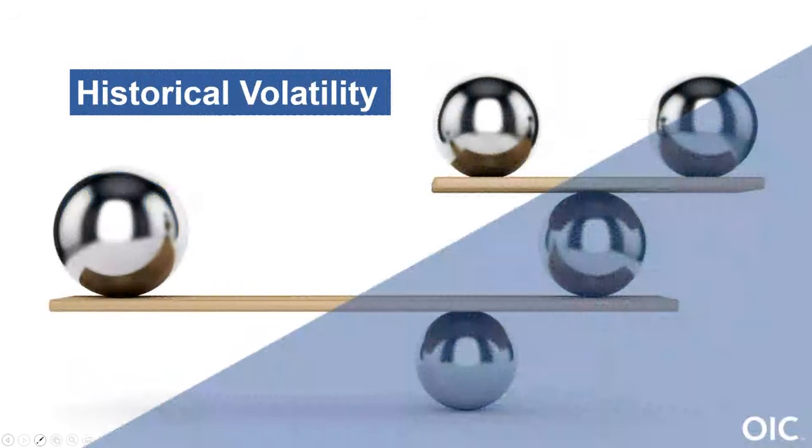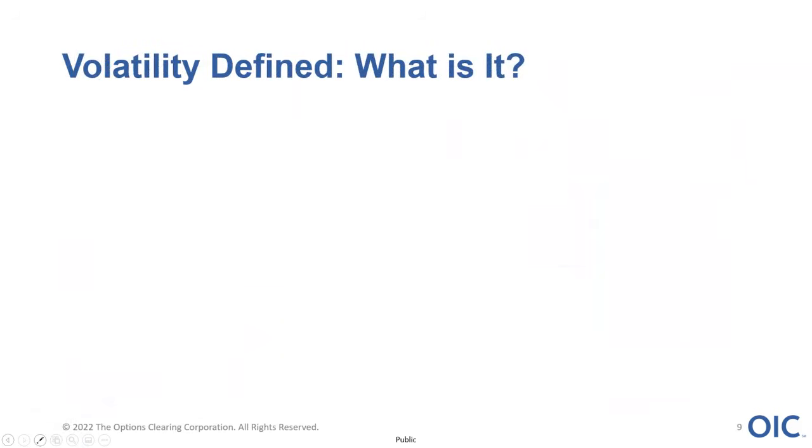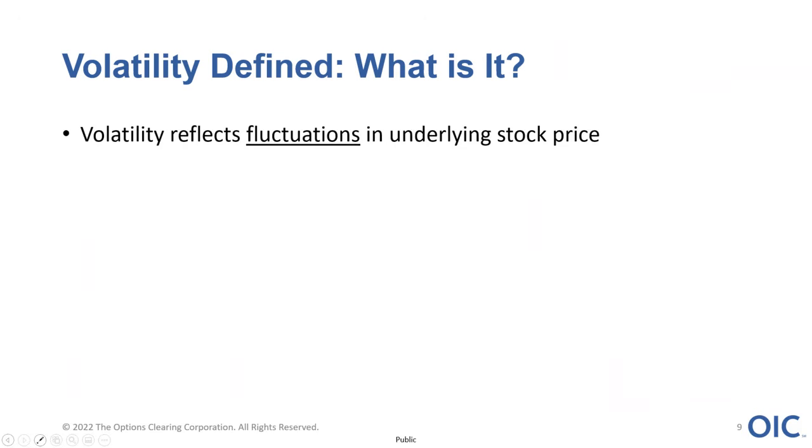With that said, let's dig right into historical volatility. So volatility, what is it? What does it mean? How can we use it? And how can we build a framework within which we can evaluate what's going on in front of us? Volatility reflects merely the fluctuations in underlying stock price.